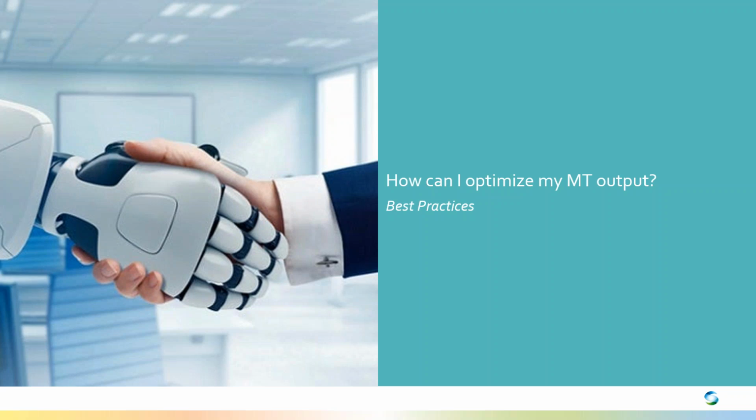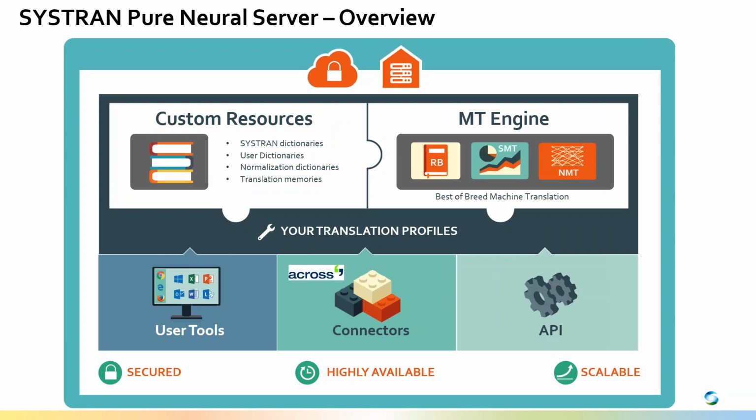Thank you, Loic. So in the coming section, I will be talking more about how to actually optimize the MT output. What are the tricks? What are the challenges for MT, and how can we overcome these? Before we go into the detail of our recommendations to optimize the MT output for technical documentation, let's have a look at how the SYSTRAN pure neural server solution works for those who don't know it yet, just to give you an overview of how it's built and how it works.